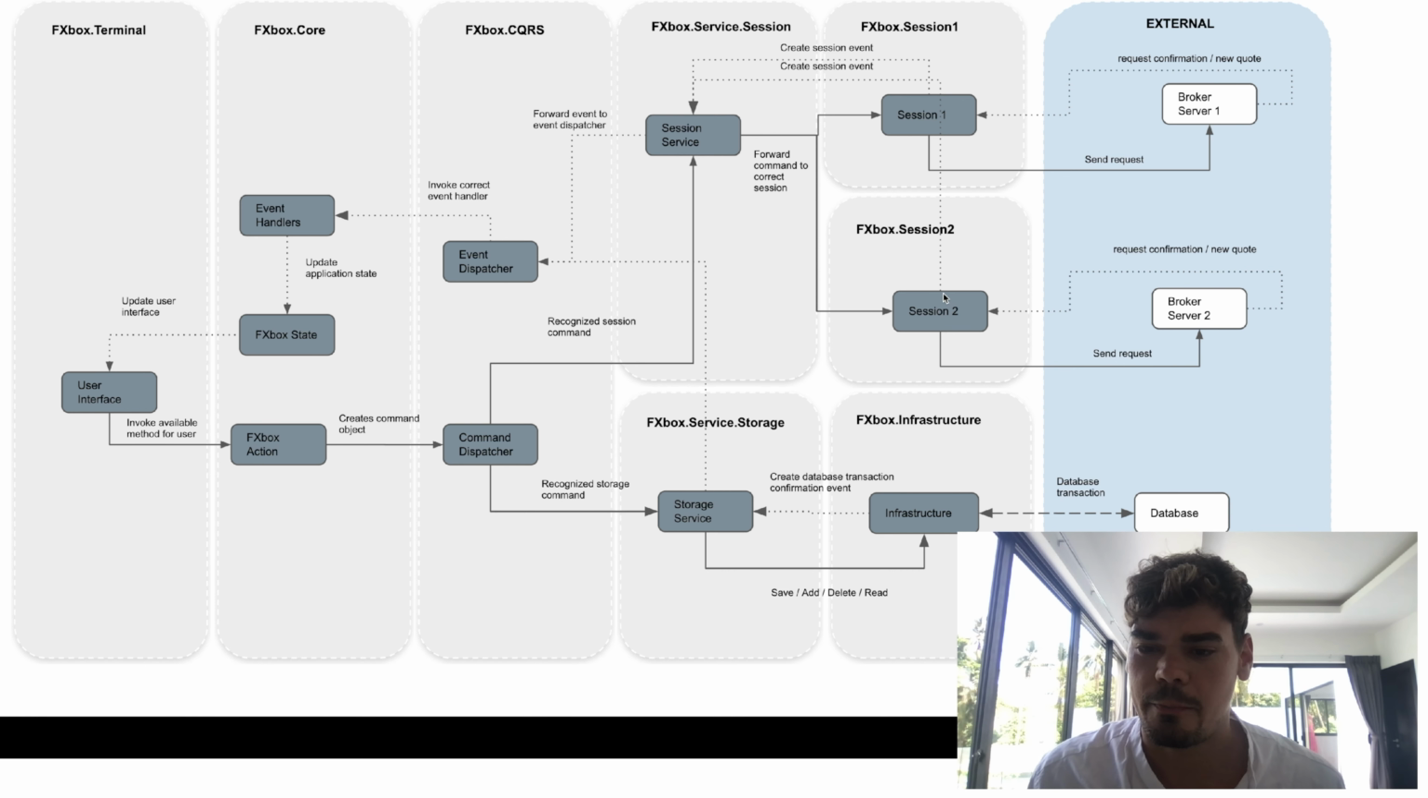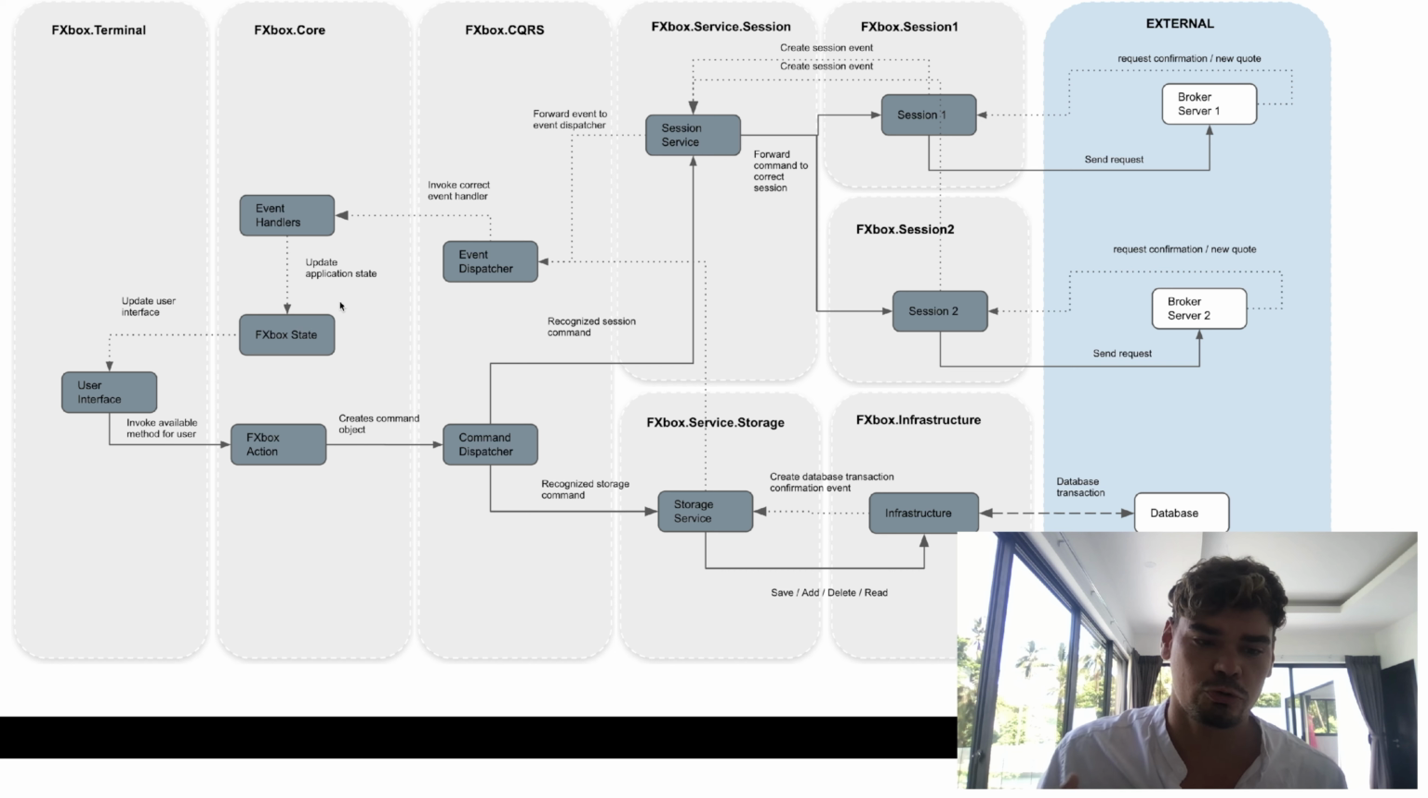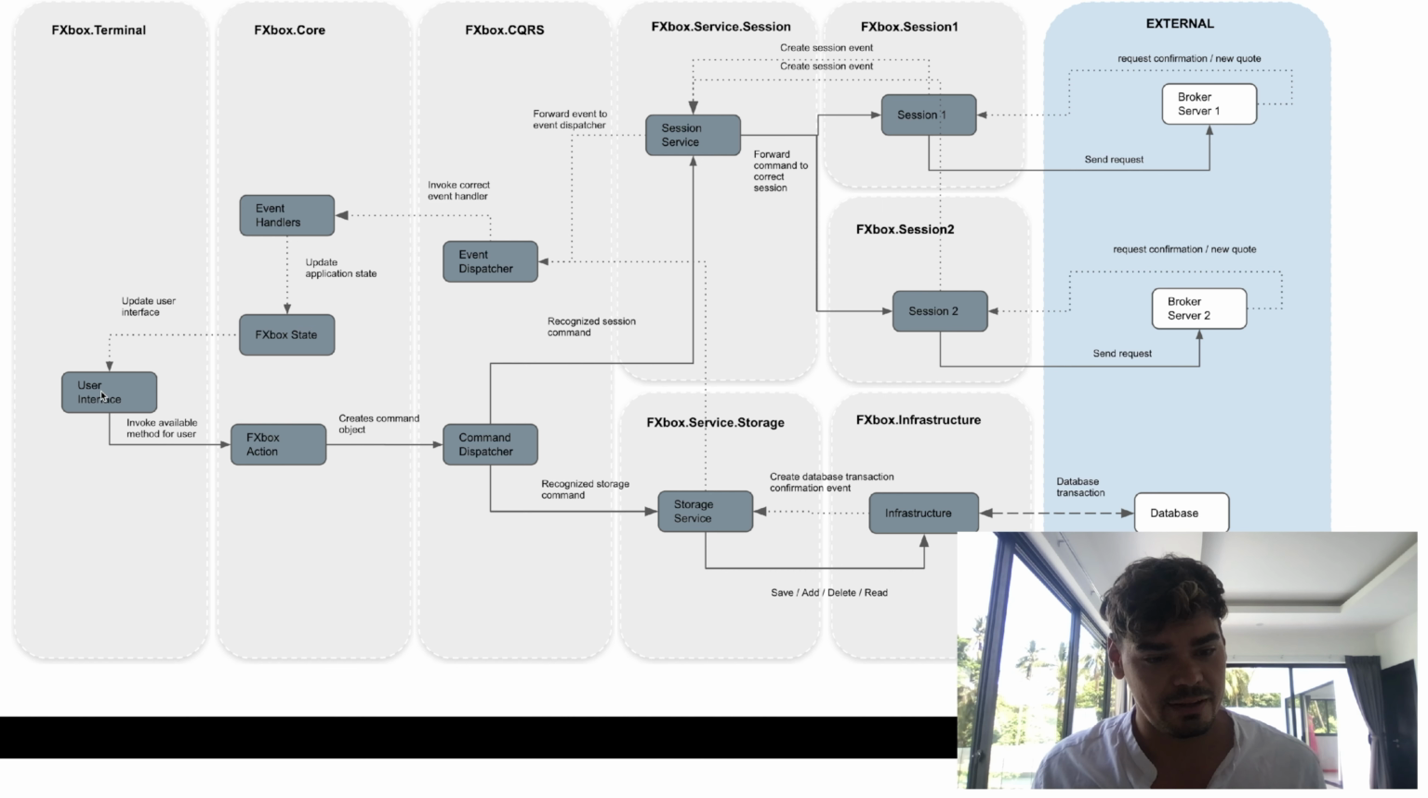And then one more time, the information from the broker server goes straight to the session service by creating a session event. Then it's forwarded to the event dispatcher, event handlers, and then in FXbox state, you can see if the trade was successful, so you will see a new trade in the trade repository, or if the trade failed, you will see the information in logs. After the status is updated, it forwards that information to the user interface, and you can see the result on your dashboard. So that was the diagram. Let's see maybe now the code, the project structure, and the actual application.